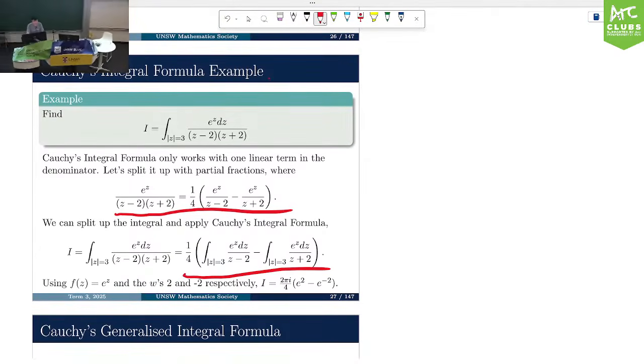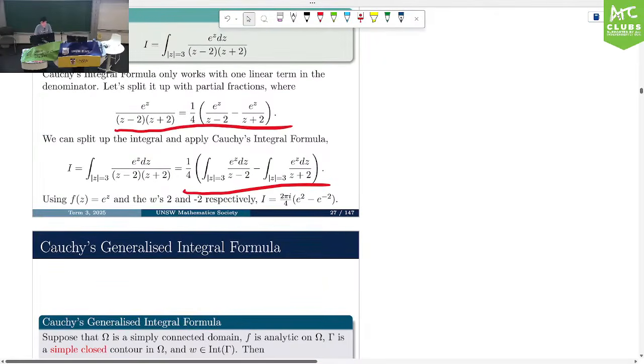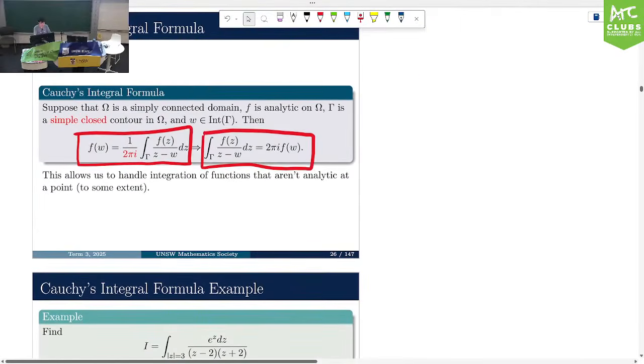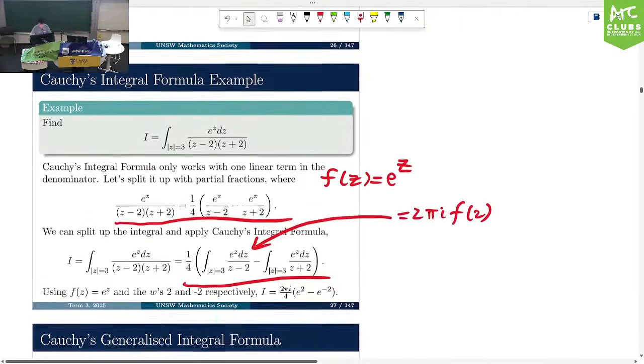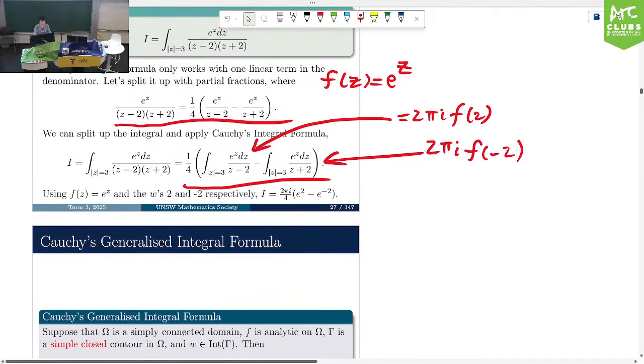After we have obtained this equation, we can see that each of those integrals is in the form which allows us to use Cauchy's integral formula. This thing over here equals 2 pi i f of 2. Well, I should have defined this: f of z is e to the power of z, because f of z, as you can see in here, is whatever is on the numerator. So 2 pi i f of 2, and this thing is 2 pi i f of minus 2. Yep, and just sum them, we have this over here.